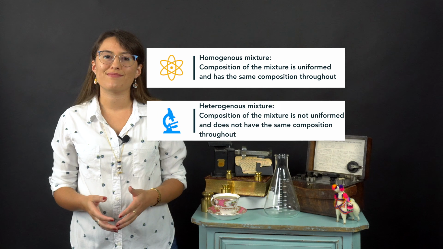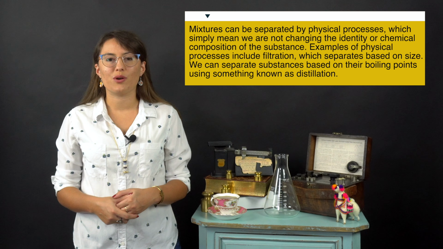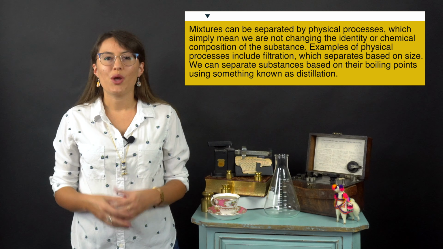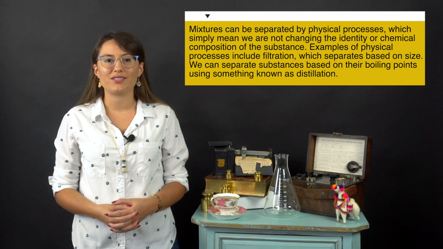Mixtures can be separated by physical properties, which simply means we are not changing the identity or chemical composition of the substance. Examples of physical processes include filtration, which separates based on size. We can separate substances based on their boiling points using something known as distillation.